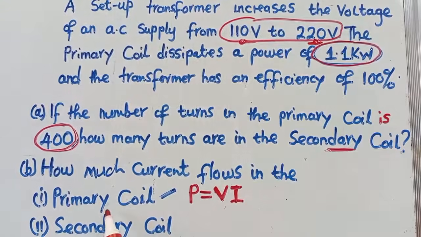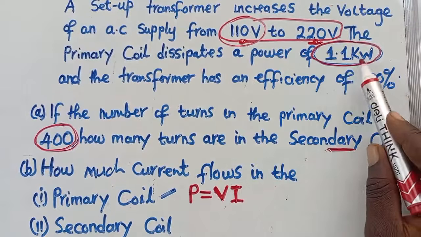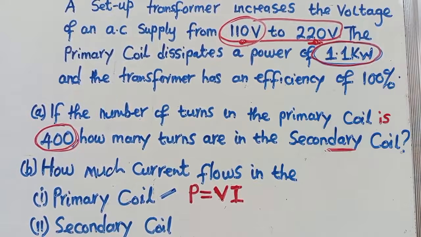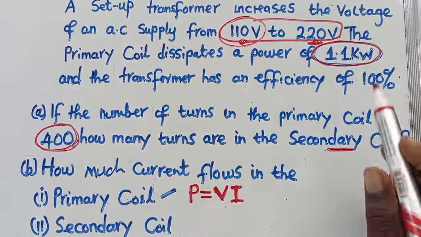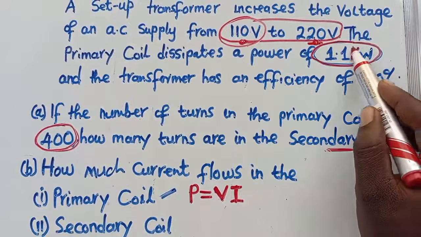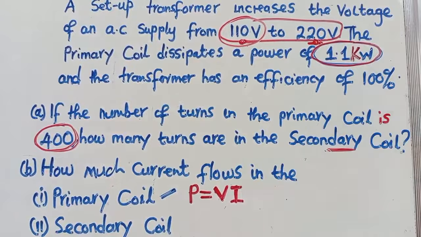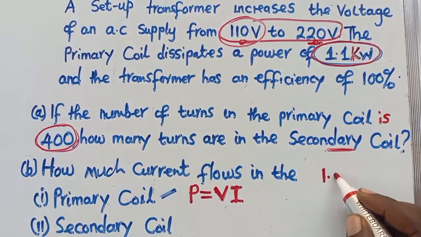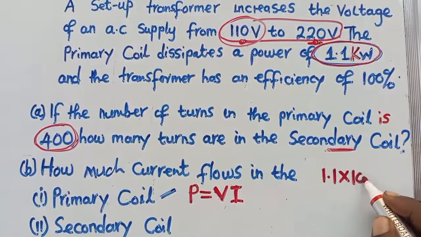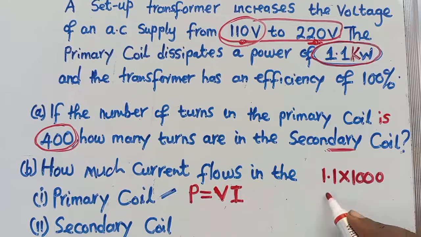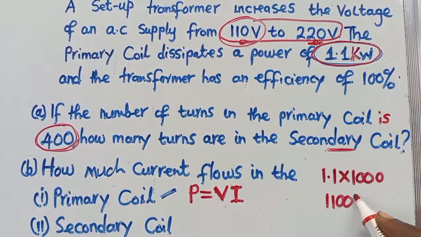Voltage we know, that is in the primary. Then we know the power, it is 1.1 kilowatts. Now it is in kilowatts. To convert from kilowatts to just watts, you had to divide by 1,000, so to return it to its normal way, we need to multiply by 1,000. So 1.1 times 1,000, what answer do we get? We are going to get 1,100 watts. So this is the power.